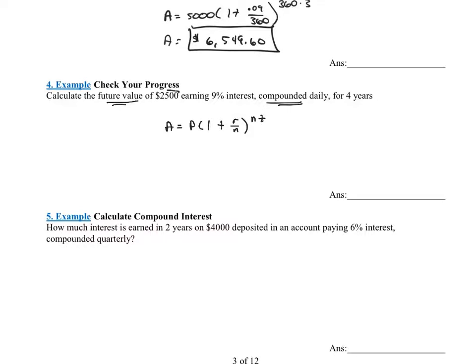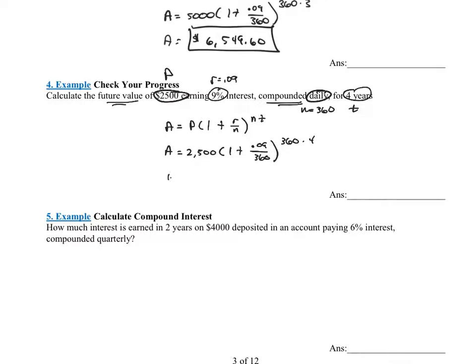I go through my numbers. That $2,500 gives me my initial investment amount, P. My R is going to be 0.09, the decimal version of the interest rate. Compounded daily, again, I have N equals 360 using Banker's rule. And then time here, T is 4 for 4 years. Go ahead and plug those numbers into the formula. I'd have A equals 2,500 times (1 plus 0.09 divided by N, which was 360) raised to the N, which was 360, times T, which was 4. I'm going to plug that into my calculator. Please take a minute and do so now.